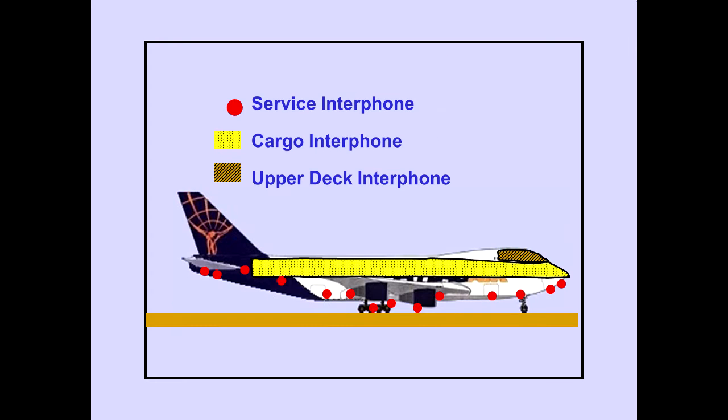Now let's discuss the service, cargo, and upper deck interphones. The service interphone provides communication between numerous service jacks located throughout the airplane. The cargo interphone provides communication between loading personnel. The upper deck interphone provides communication between the flight deck and the upper deck crew rest areas.